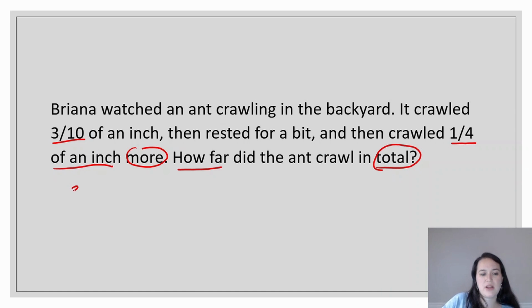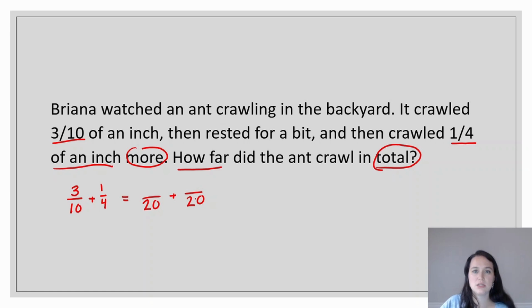So if you have an ant who's gone 3/10 of an inch, he chills out for a little bit, he's resting, and then he crawls 1/4. Here's our adding. So we're going to go ahead and find common denominators and do all that. Let's see. 10 and 4 have a common denominator of 20. And for a more detailed explanation on this, we have a video for adding and subtracting fractions.